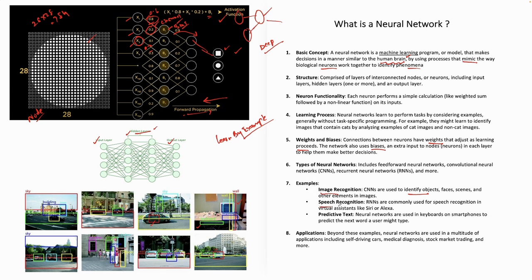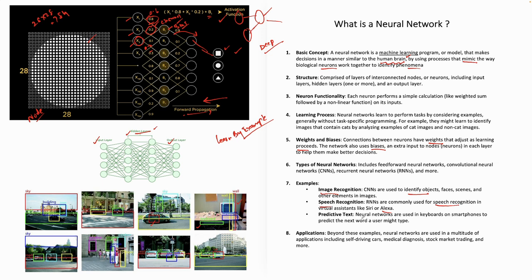Then we have the concept of speech recognition. In speech recognition, we have recurrent neural networks. They are commonly used for speech recognition in virtual assistants like Siri or Alexa. With Siri, you've seen that it can recognize your voice, right? You just say a specific word and it wakes up. Same way with Alexa, it wakes up, right? So it is able to identify the voice.